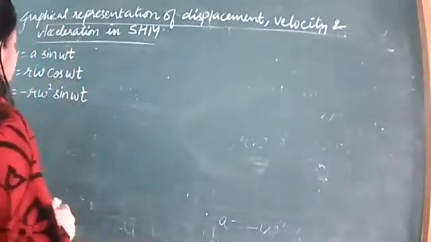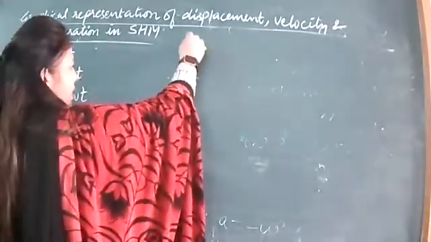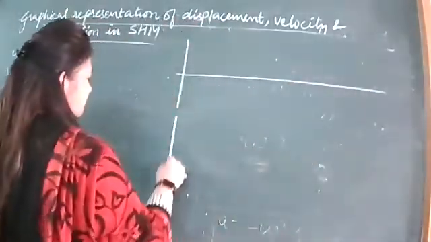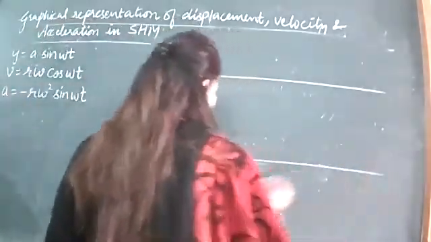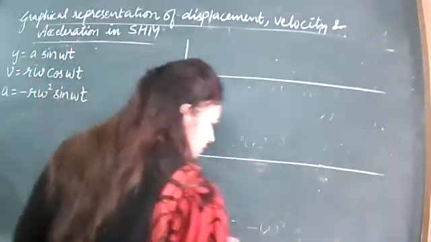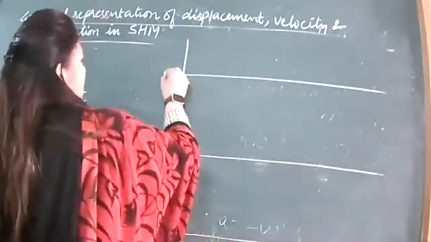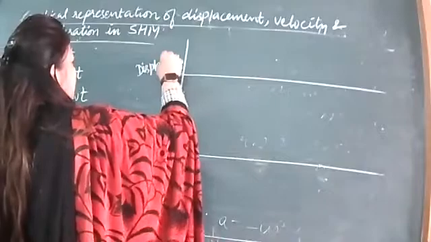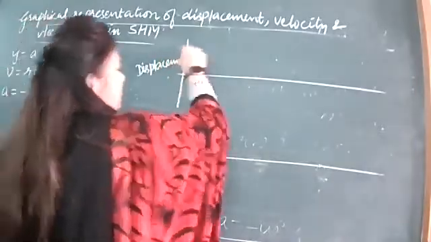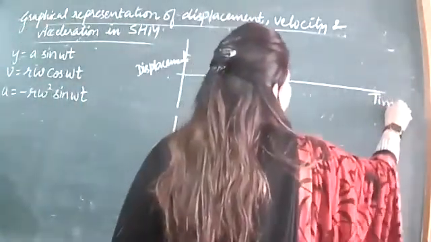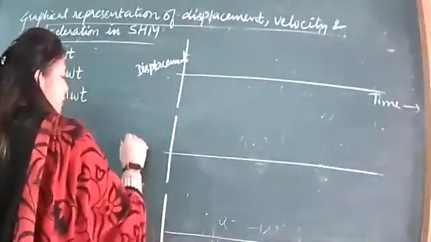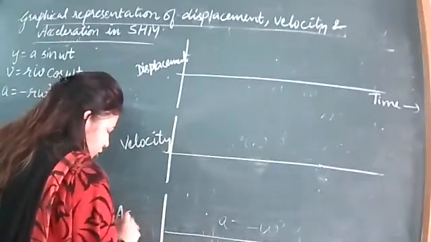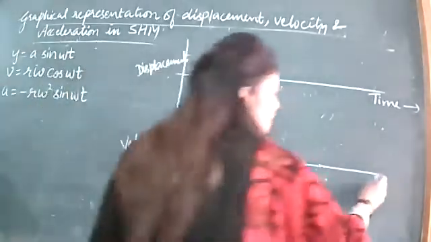So, first of all, this side will be presenting displacement versus time. This side velocity, and here acceleration versus time.